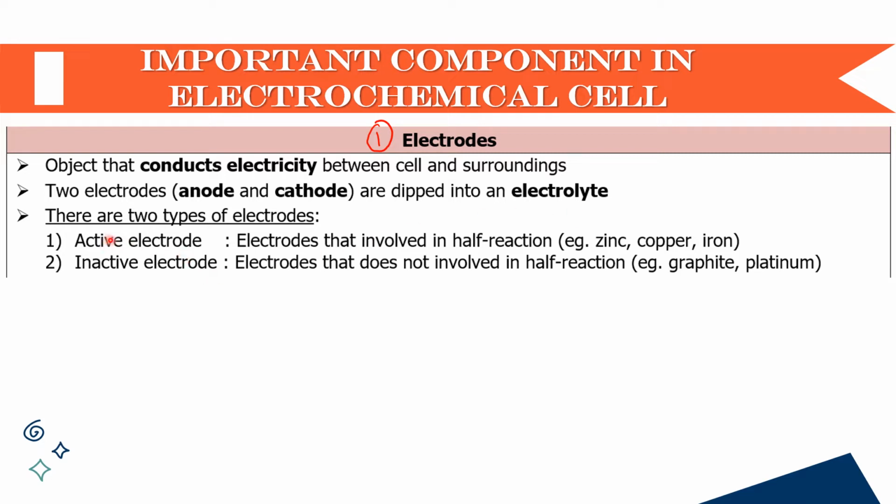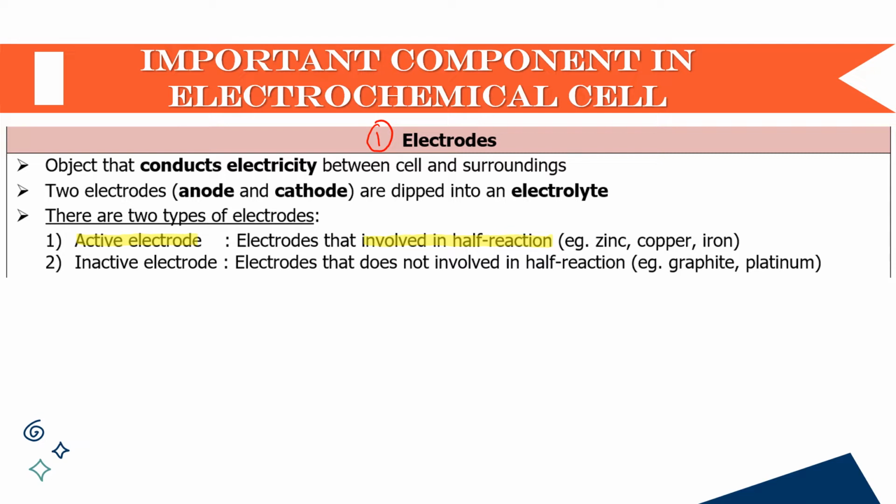Okay, so there are two types of electrodes. The first type is an active electrode. This active electrode means the electrode itself will be involved in the half reaction, meaning the electrode will undergo either oxidation or reduction. It is directly involved in the chemical reaction, so it will appear in our chemical equation. So that's the first one.